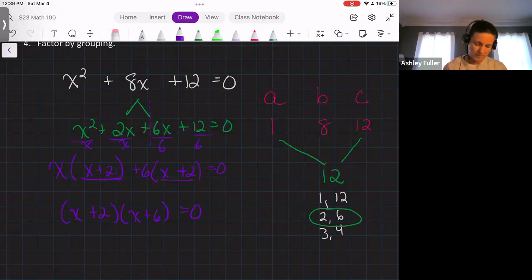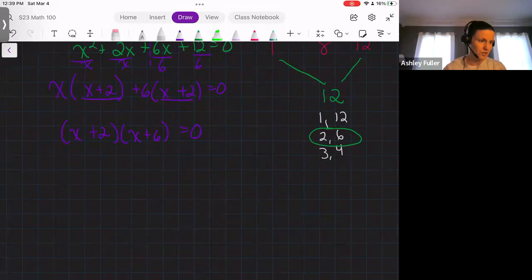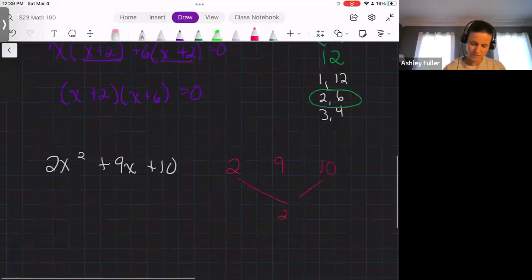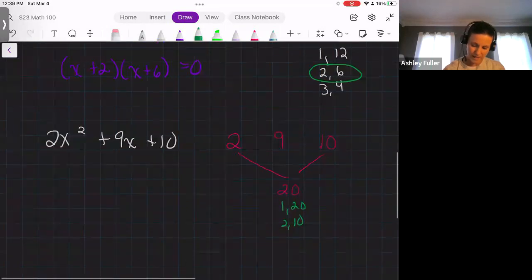Let's do one that's a little more complicated now and doesn't have a coefficient of 1. Consider 2x squared plus 9x plus 10. Don't do anything different. I'm going to pull out my a, b, and c. A is 2, b is 9, c is 10. I'll multiply a times c, which gives me 20. And then I want to find the factors of 20 that I can combine to get 9. My factors are 1 and 20, 2 and 10, 4 and 5. Hopefully you'll be able to see fairly quickly that 4 and 5 combine to get 9.